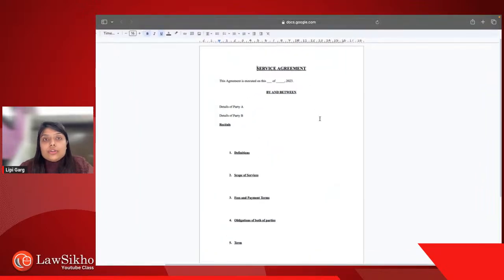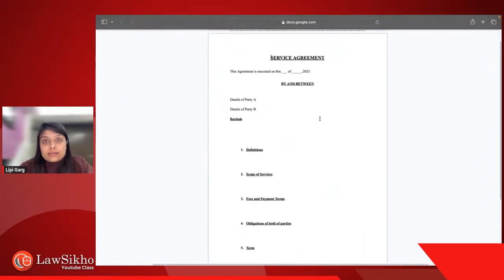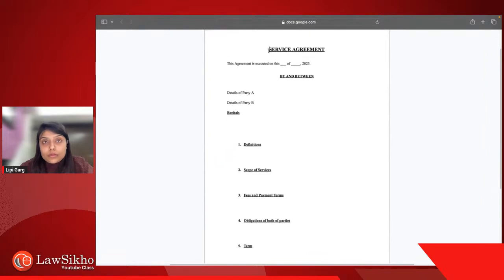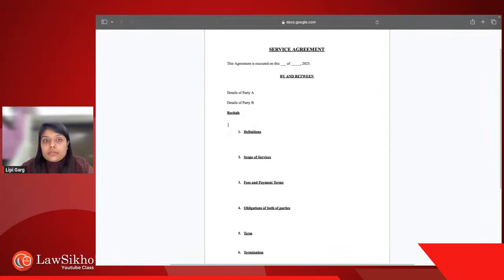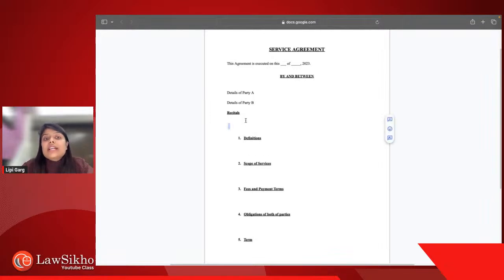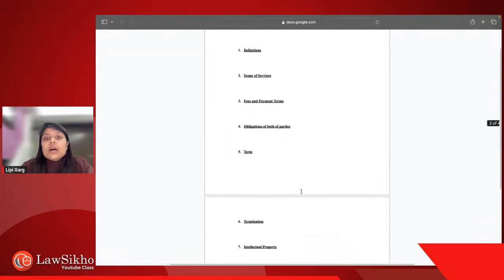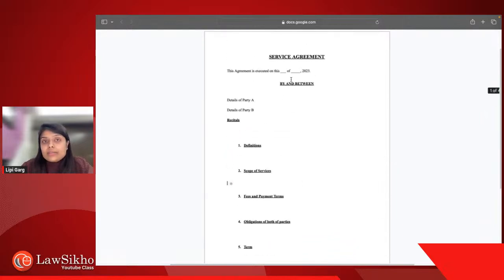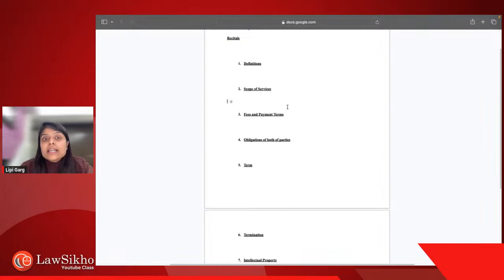So the document looks something like this. I will write the details of the parties, whatever they tell me. And give me a minute. Yeah. So I will write all the recitals that I think, and then I will take this outline with me in the session and I will start writing everything.